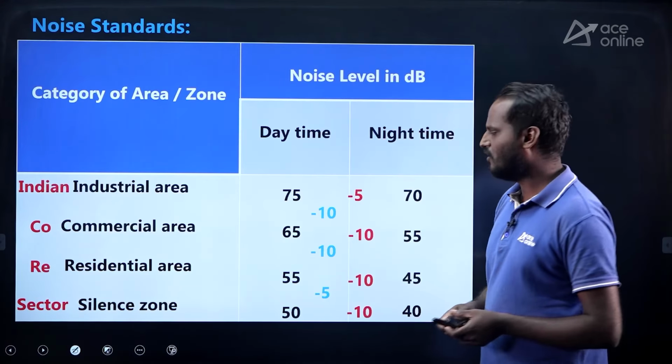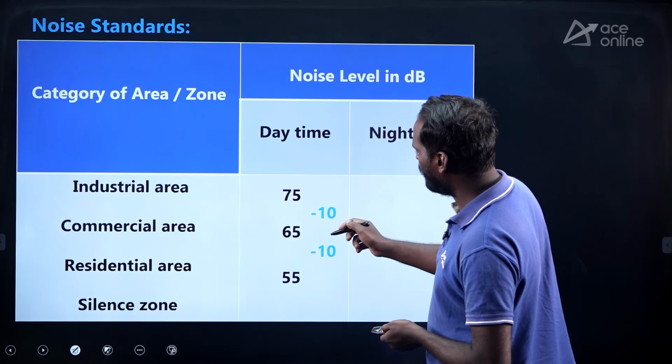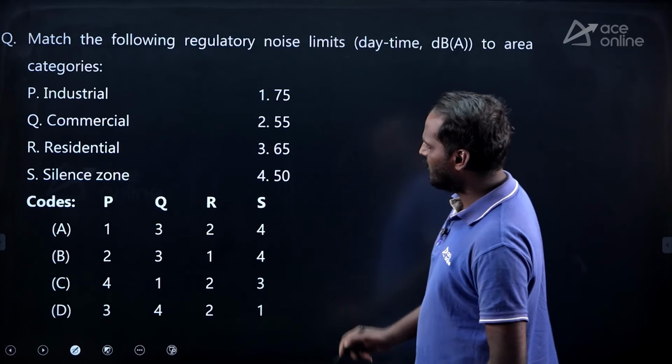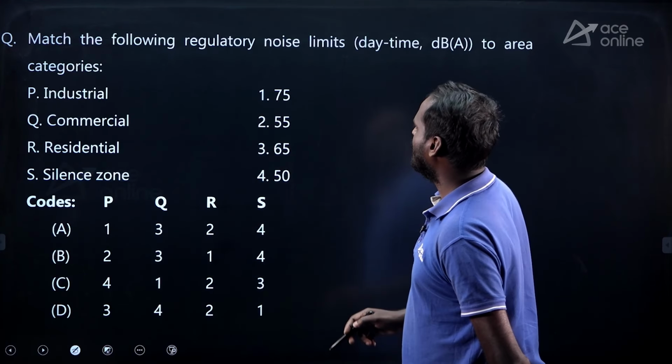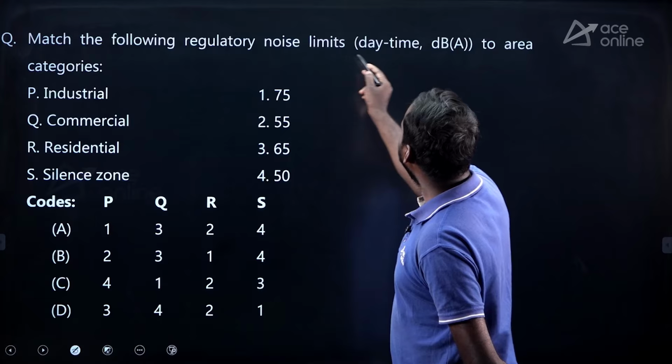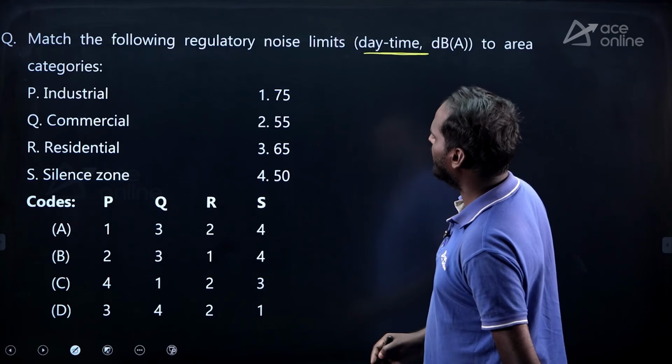Be careful. Now I am getting back to the question. Very easy to answer now, right? If you are able to frame this, very easy. Now what is the question? He is asking the standards only. Industrial, he is asking about noise limits daytime in decibels. Noise limits daytime in the area category, right?